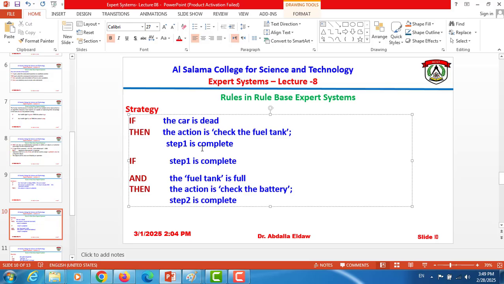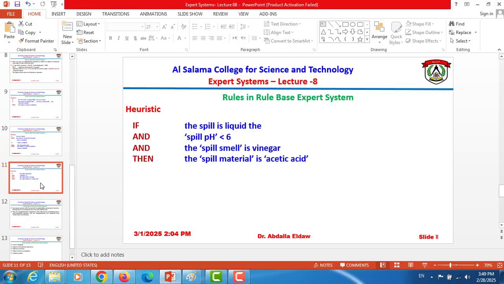Because when we see the orange light in the car system, that means there is a problem. Maybe the tank is empty, maybe the battery is not working, maybe the tire is not full, and so on. There are many statements, and you can easily convert them into symbols like X and Y, and operators like mathematical operators or logical operators.